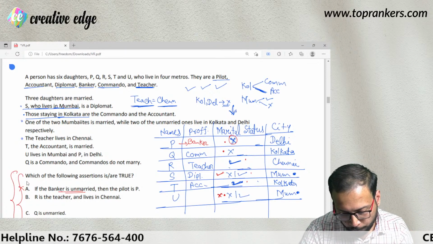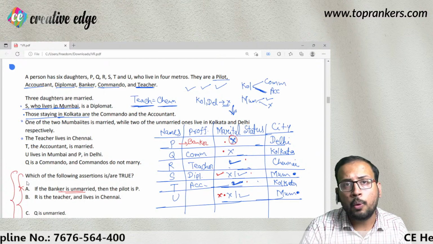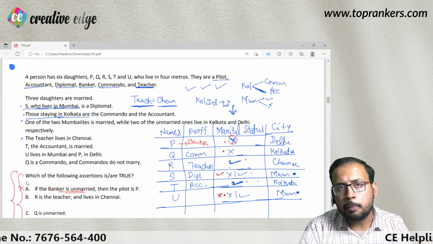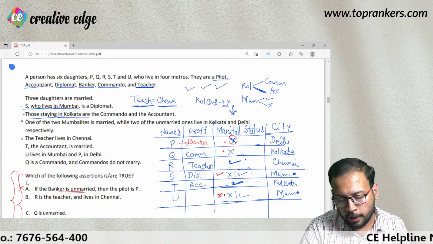Now, so yes, Poonam, 5 Feb को आपका NIFT है, and you can expect this type of question, verbal reasoning question in your NIFT exam.